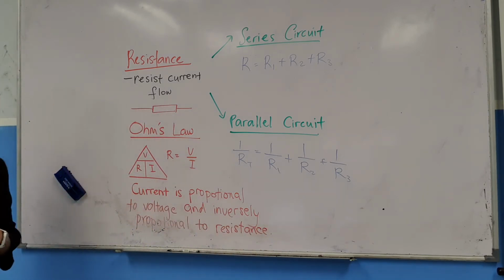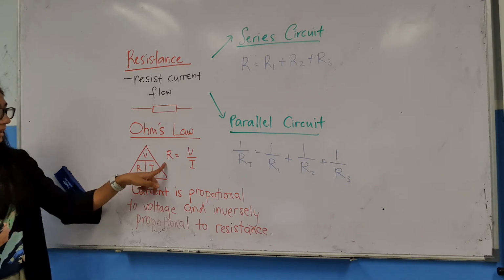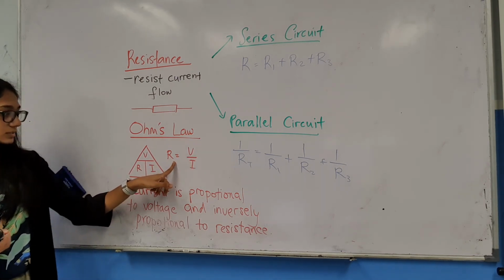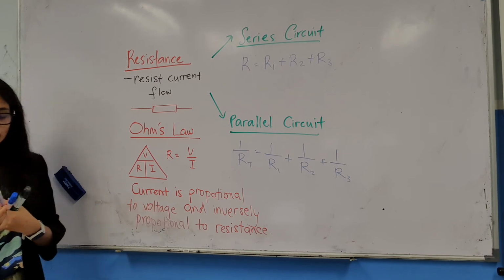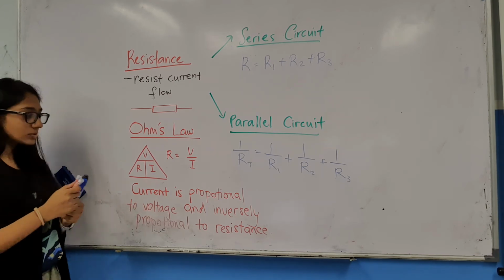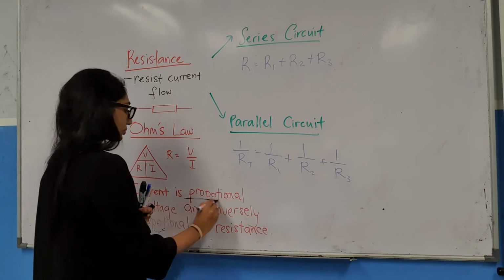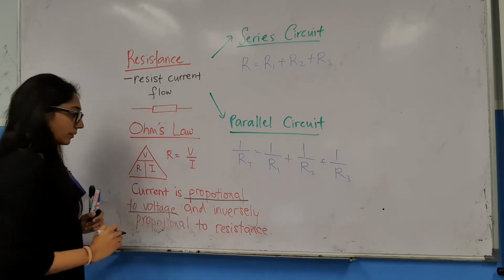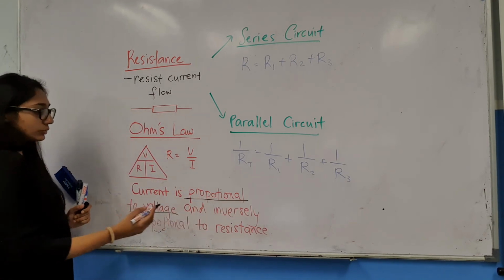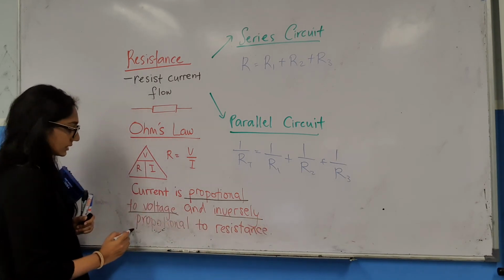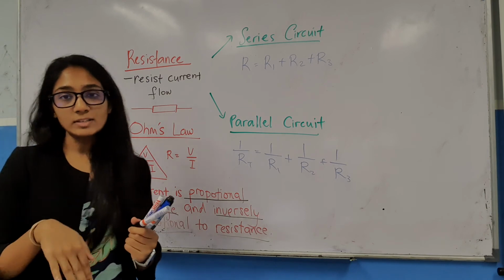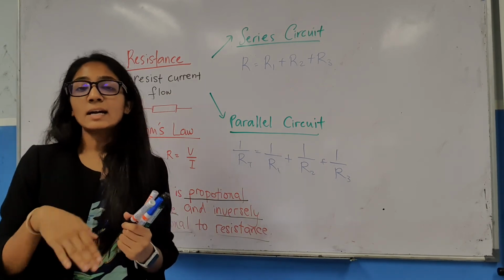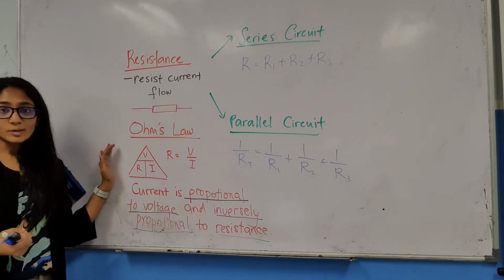So this is Ohm's law. Ohm's law connects the current, the voltage, and the resistance. Current is proportional to voltage. Proportional means when voltage goes up, current goes up. When current goes up, voltage goes up. So proportional to voltage and inversely proportional to resistance. Inversely proportional means inverted. That means when resistance increases, current decreases. When resistance decreases, current increases. So this is Ohm's law.